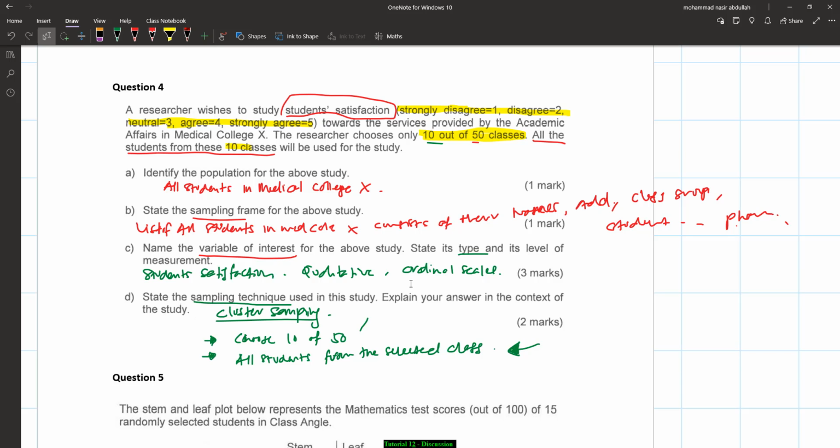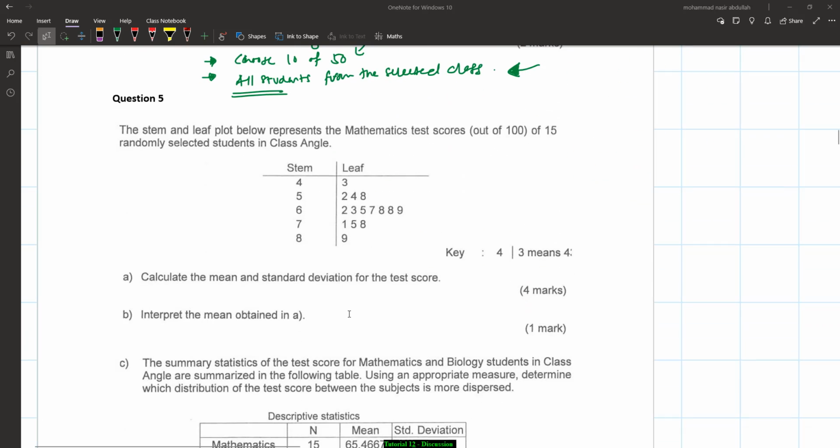So kalau kita stop dekat sini, it could be either cluster or stratified kan, we don't know. So this is the main reason. All student, we select all student in the selected class. Right? Okay. So let's look at, kita habiskan, let's say kita try sampai 10 lah.